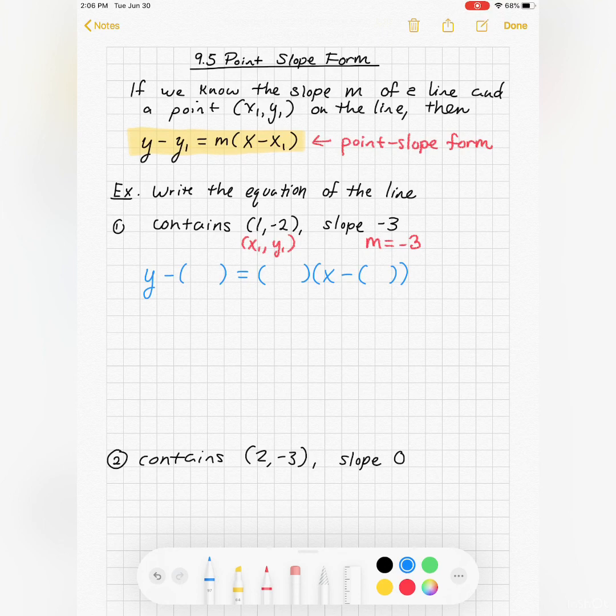Okay, so y minus y1. So the y1 is negative 2. The m is negative 3. X minus x1, that's 1. So negative and negative is positive. Start inside the parentheses. Then let me distribute. Subtract the 2, and then I have it.